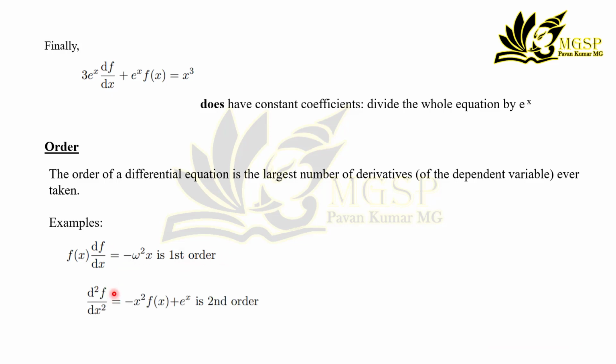Next, consider the second one. Here the order of f, meaning how many times f is differentiated, is twice. So this is a second order. Similarly, this is also second order. Suppose there is one more term here: d cube f divided by dx cube plus 3 d square f by dx square plus df by dx. In this case, you have to know that this is a third order differential equation.